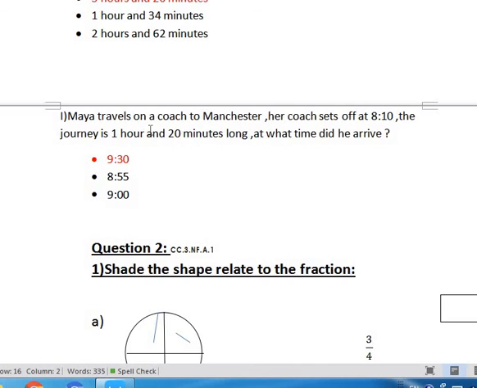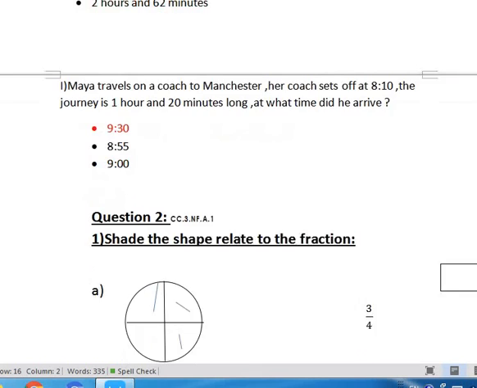Maya travels on a coach to Manchester. Her coach sets off at 8:10. The journey is 1 hour and 20 minutes long. What time did she arrive? She started her journey at 8. Then she spent 1 hour. After 8, 9, and for the minutes, at 10 minutes she starts her journey. Then it took her 20 minutes, so 10 plus 20, it's 9:30. So she arrived at 9:30.